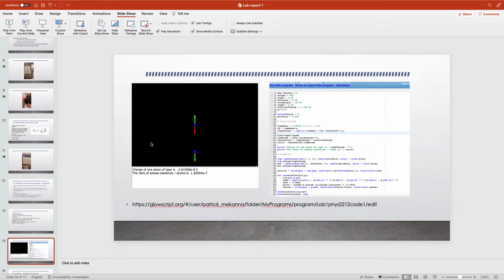So this is the first code on GlowScript, which returns the charge of one piece of tape and the ratio of excess electrons.